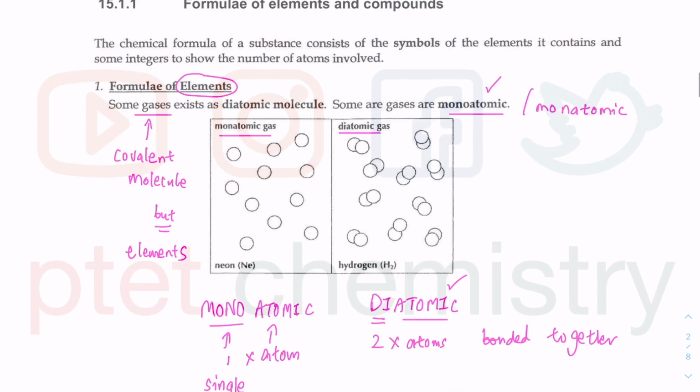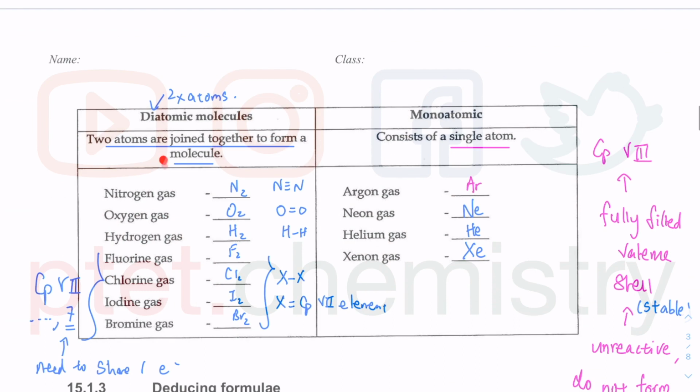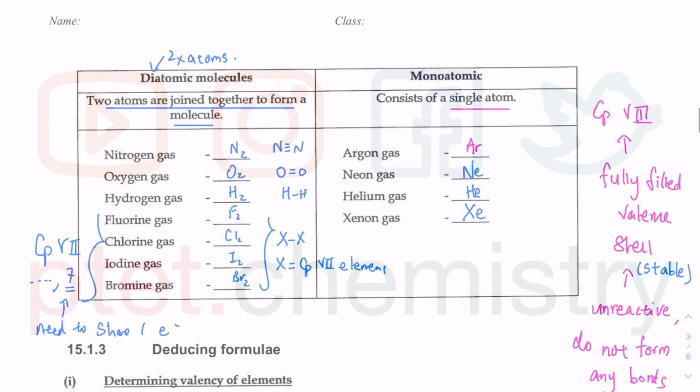We also talked about some elements, especially the noble gases. They don't like to form any bond, so they just exist as monoatomic, single atoms, whereas some other nonmetals like to form covalent bonds with each other to give diatomic molecules, because they consist of two atoms joined together, such as N2, O2, H2, F2, Cl2, I2, and Br2. These are all group 17. N2 and O2 are components of the air that you're breathing in. These are lower secondary science. These are the noble gases that exist as single atoms.